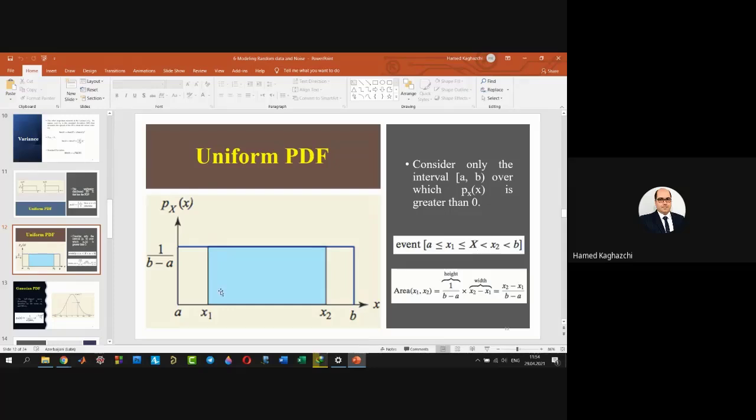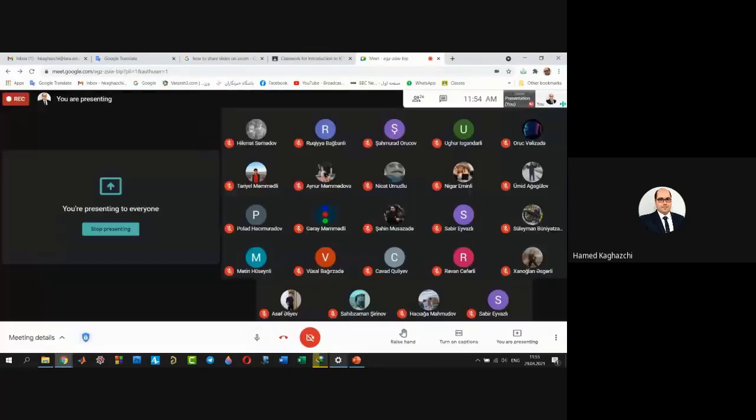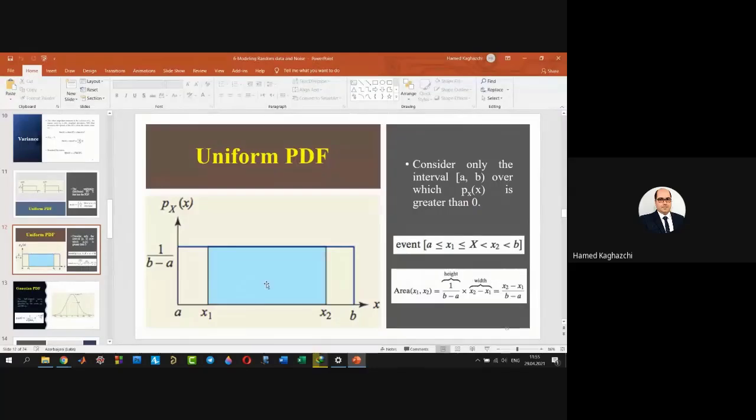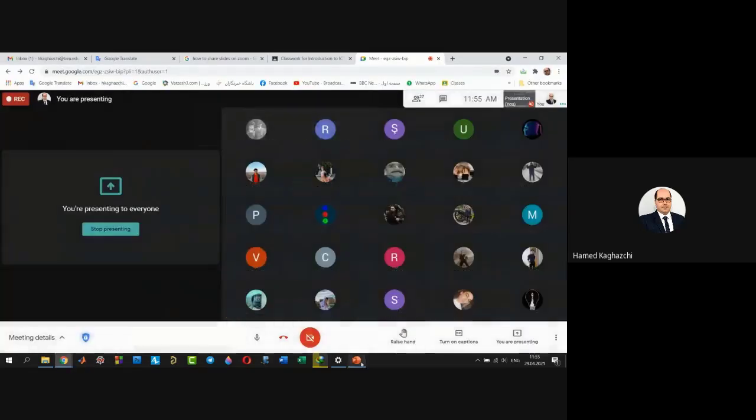So how can I calculate this area? I can say that the height of this rectangle, which is equal to 1 divided by B minus A, times the width of this rectangle, which is equal to x2 minus x1. It means that x2 minus x1 divided by B minus A is my P of x.